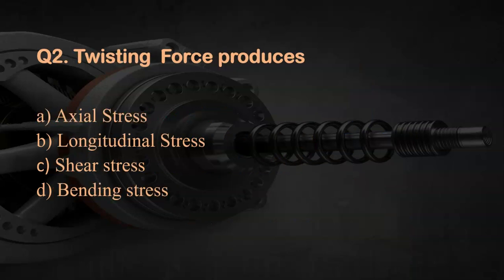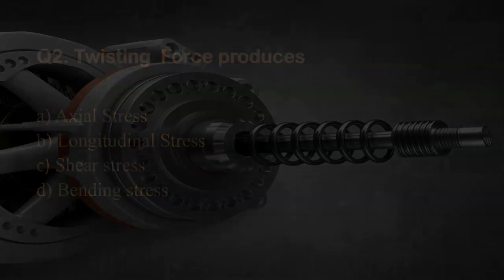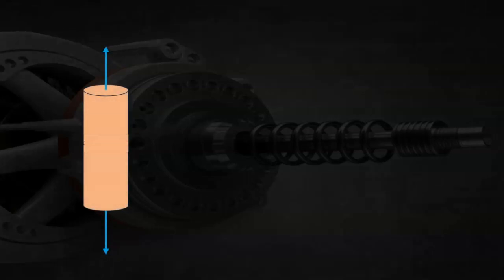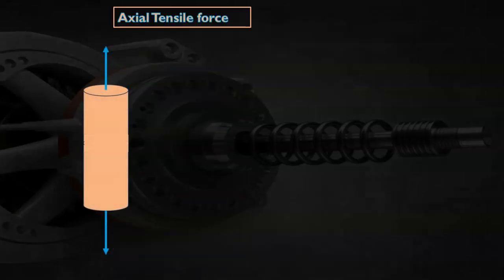Question 2, twisting force produces. Option A, axial stress. Option B, longitudinal stress. Option C, shear stress. Option D, bending stress. If you look at the cylinder where axial tensile force acts, the direction of force points away from the axis.